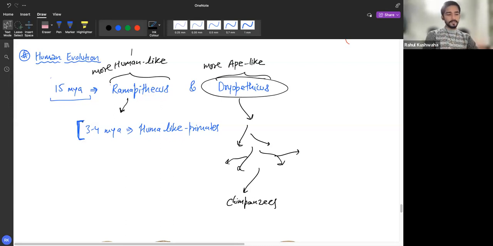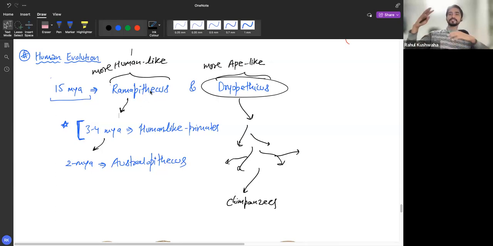Why do I say this? Because whatever existed before 4 million years ago in time, you will never see anything like humans on the planet. So anything like human could come from this point onward. The first human-like primate fossils date back to 3 to 4 million years ago. As we go ahead in time, around 2 million years ago, we have fossils of a particular group called Australopithecus, the Australopithecines.